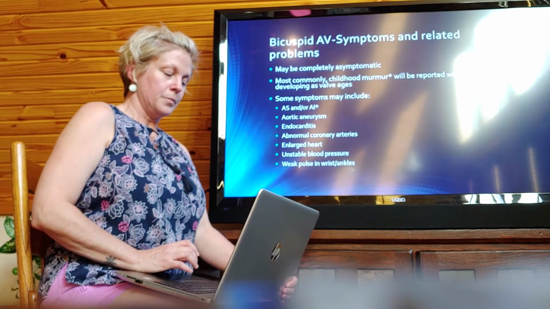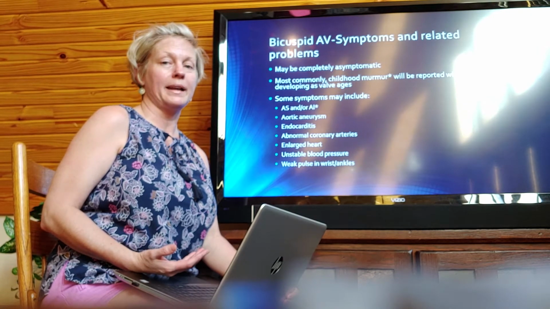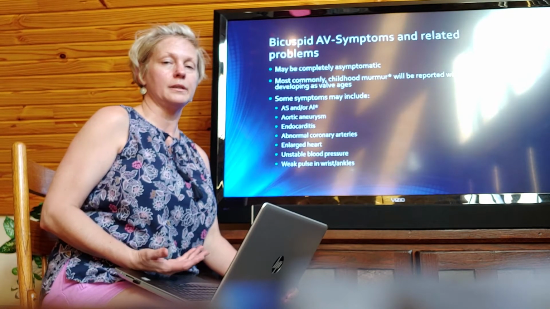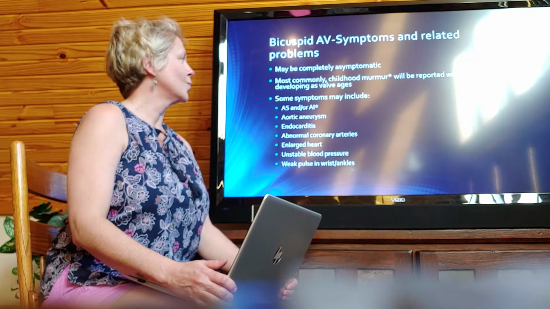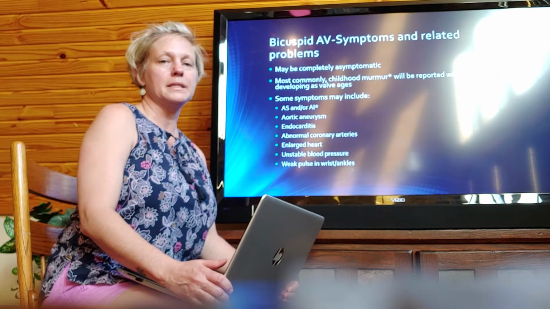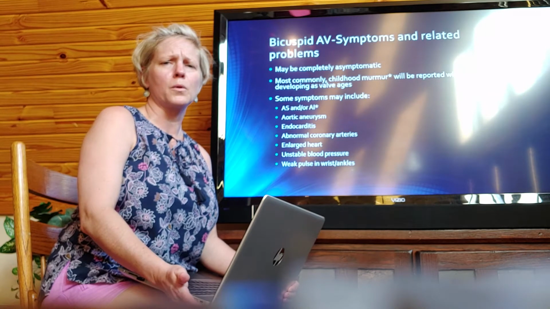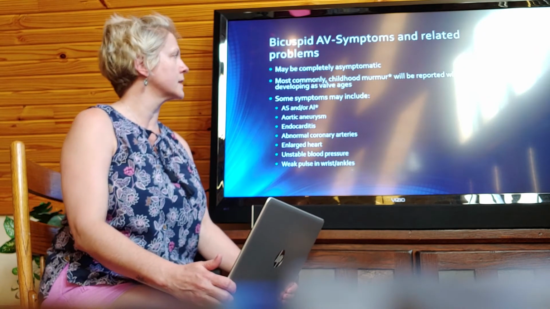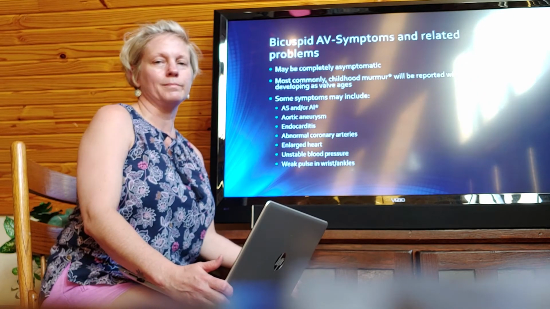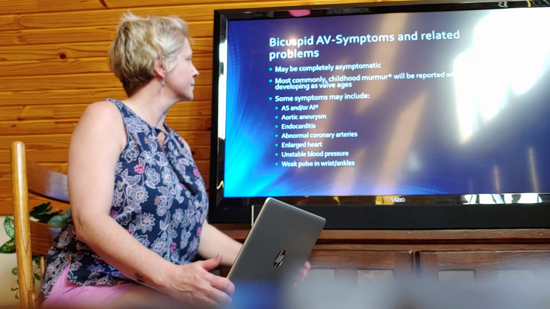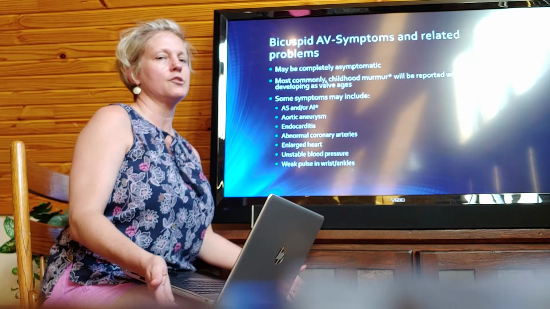So symptoms and related problems, like other things, you may be asymptomatic for a long time, especially into adulthood. What you may hear, when someone comes in and you find that they have a bicuspid aortic valve, is they may say, well, I had a murmur as a child, and that's what it was. They just didn't look into it. But the older you get, the more problems you're going to have, so you're probably going to find it later on in life.